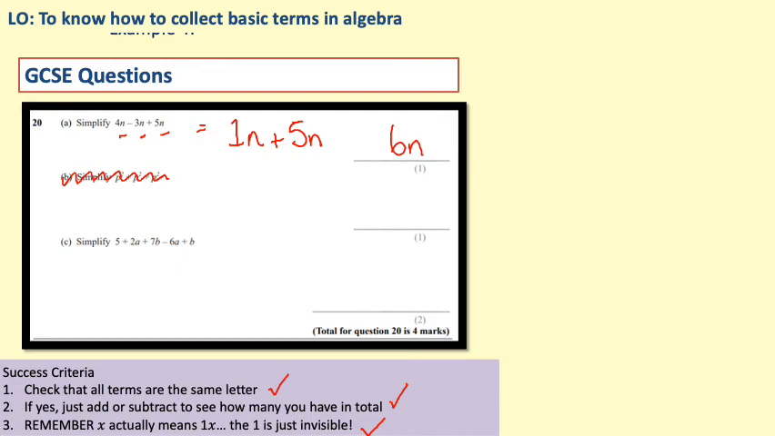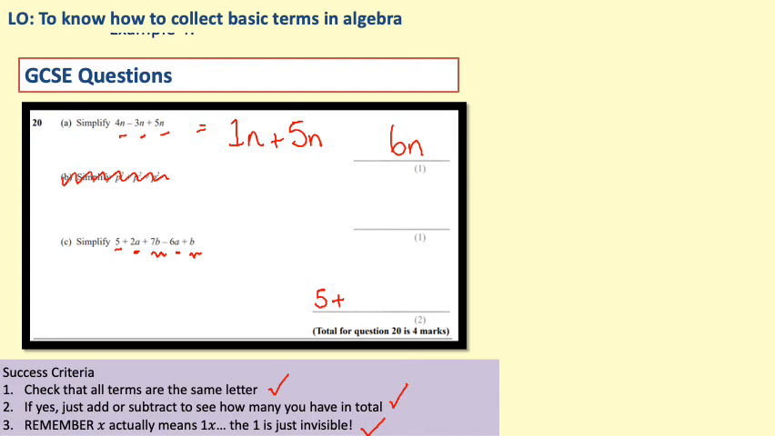Now this one at the bottom, we have a 5 on its own, we have an a here, an a here, but then here we have b's. So we can't add the a's and the b's together because we don't know that the a's and the b's equal the same thing. And don't worry if this is a little bit too fast for you at this point. You will come to this later on.